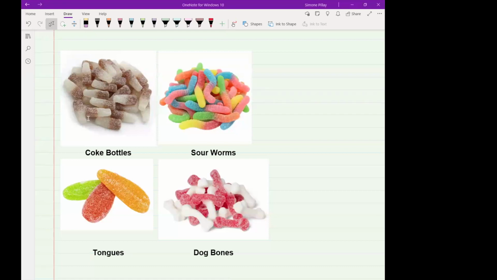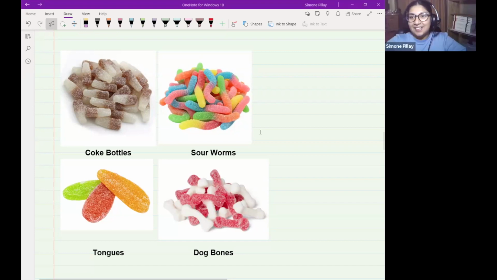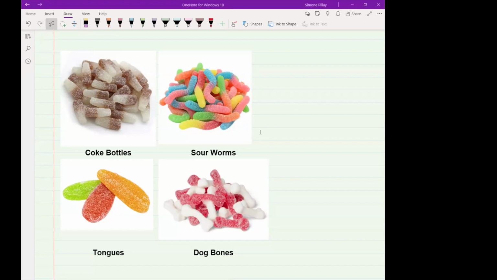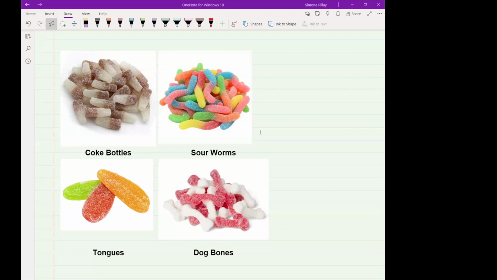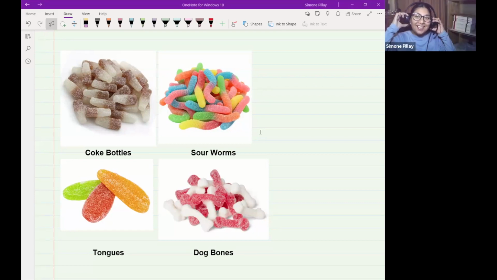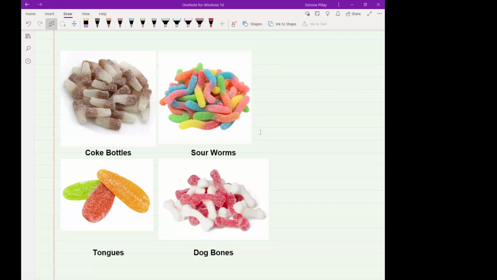Ma'am, got a lot to say. In my defense, basically, ma'am, for what reason would you go away with sour worms? Because I saw in the chat that someone said no, I'll take away the sour worms. What are you thinking? At least take away the Coke bottles. At least no one liked those. Man, no one liked those. You can take all the dog bones, and the tongue and the sour worms, y'all can stay.